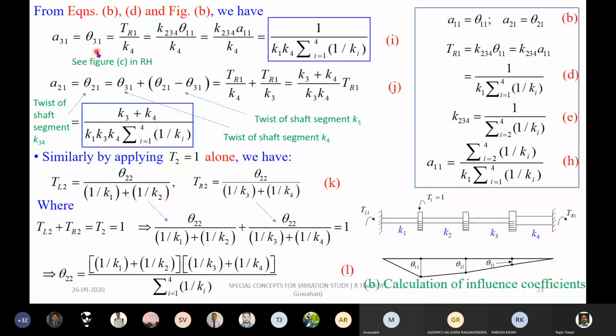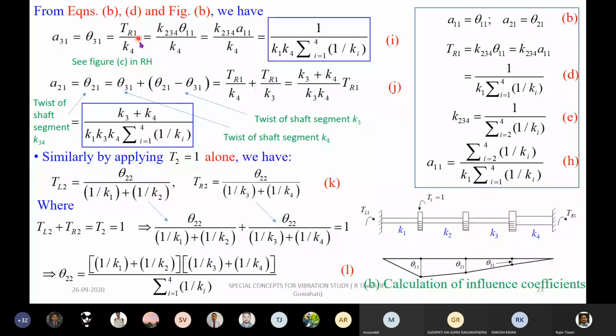Now, theta 31 is what? This is the displacement of the third disk. If you see in this segment, the torque is TR1 in the right side. If I divide this torque with K4, that will give us the displacement of the disk 3. So this has been done here.